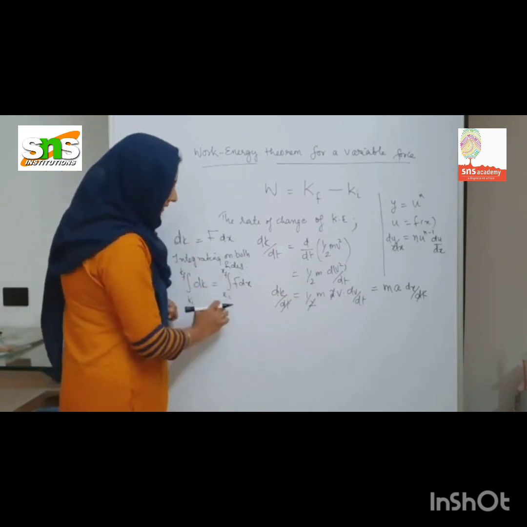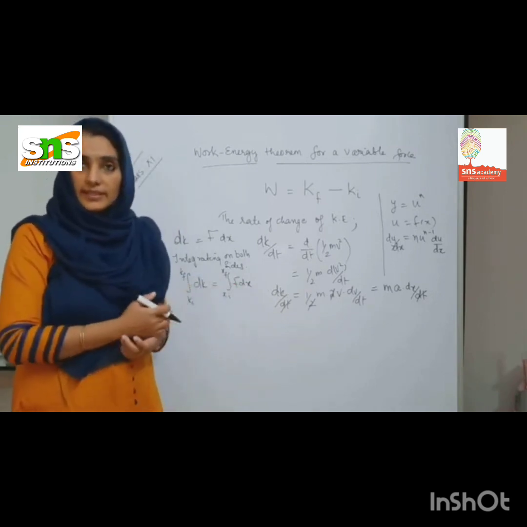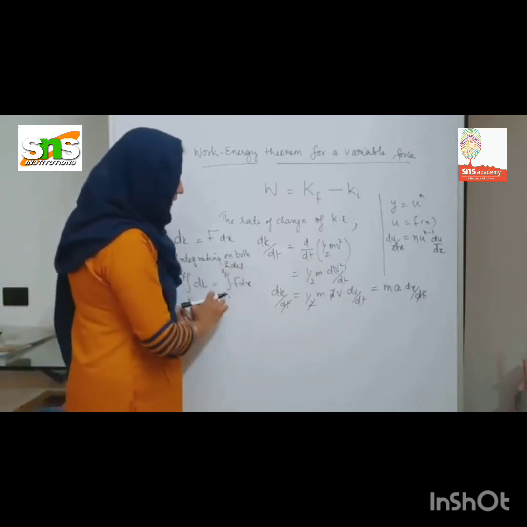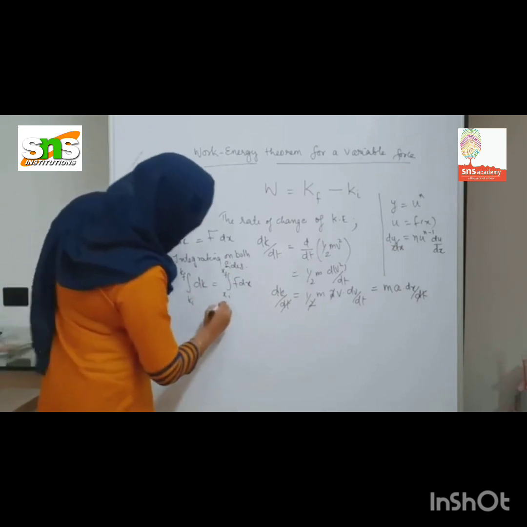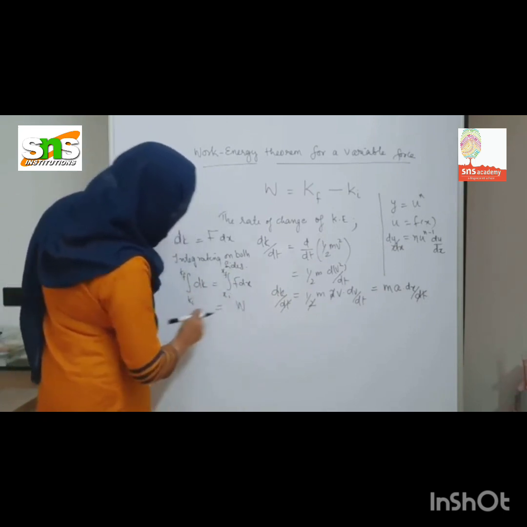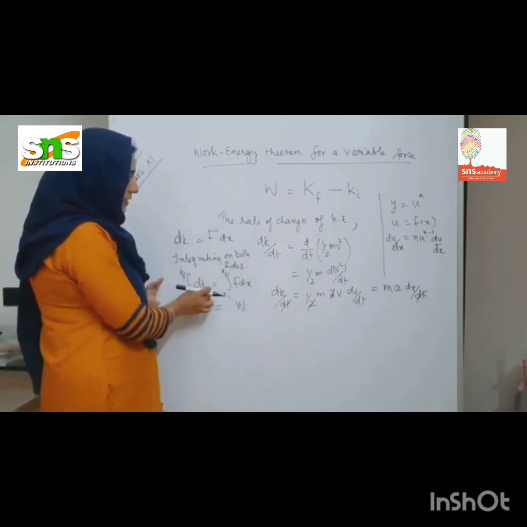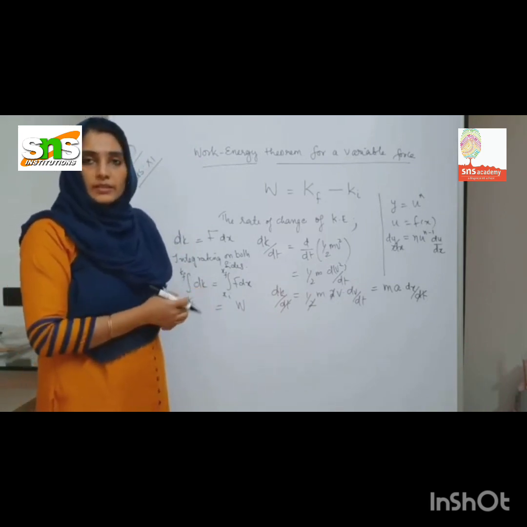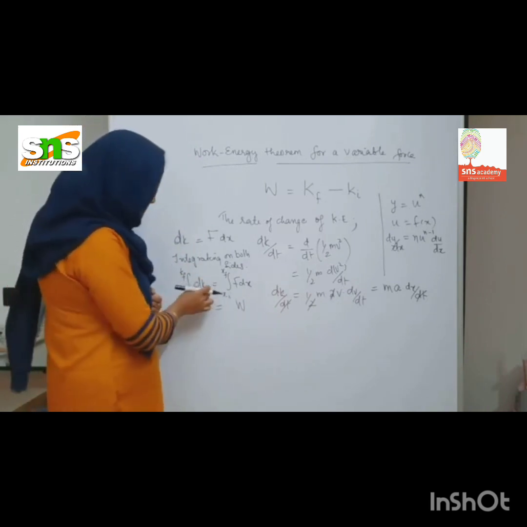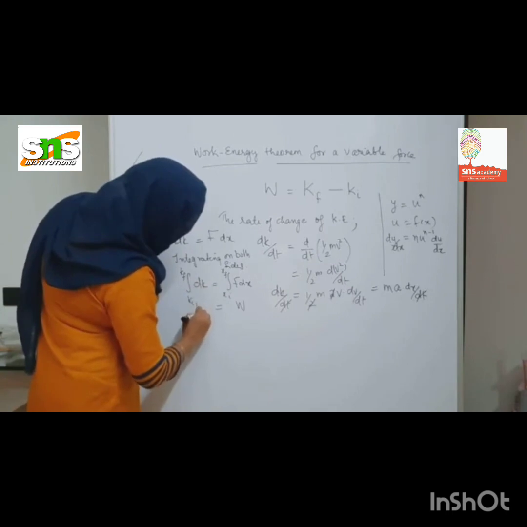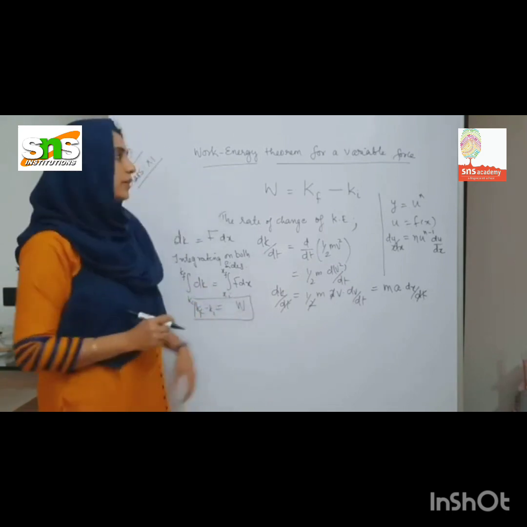Now, what is this integral from xi to xf of F dx? We have already seen in the previous topic that this is the work done by a variable force, which will be equal to W. On the left hand side, when you sum up the small changes in kinetic energy, it will be Kf minus Ki. So we have proved the work energy theorem for a variable force.